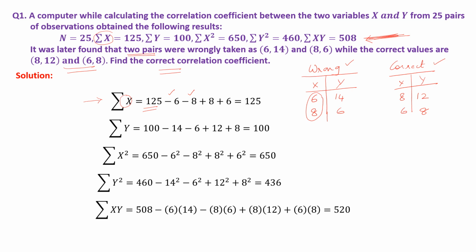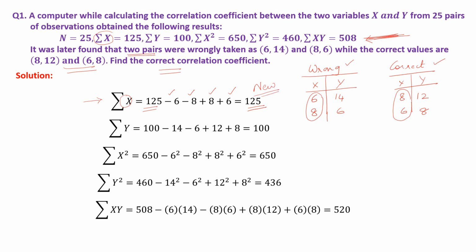So now include the correct x values, which are 8 and 6. It so happens that the values are the same. So you are adding plus 8 and plus 6. So what is happening here? You are subtracting and adding 6, you are subtracting and adding 8. So it is getting cancelled. So 125 remains as it is. So the new sigma x is also 125. So these are all the new values.